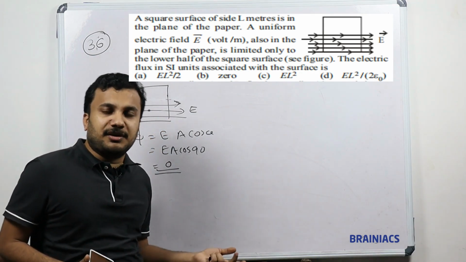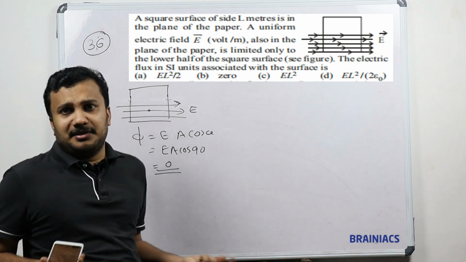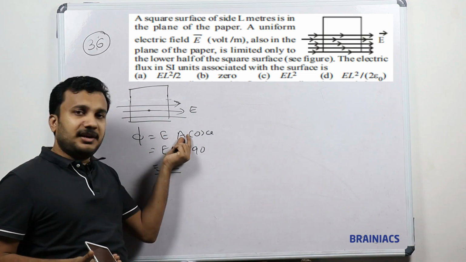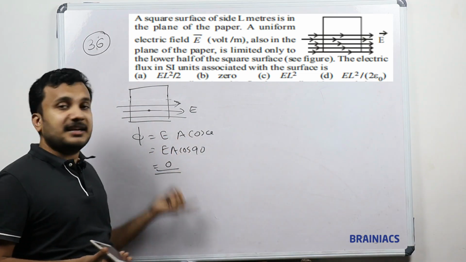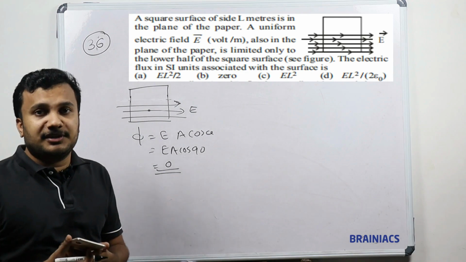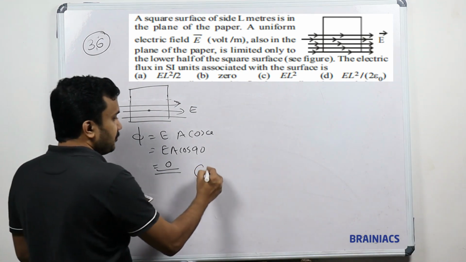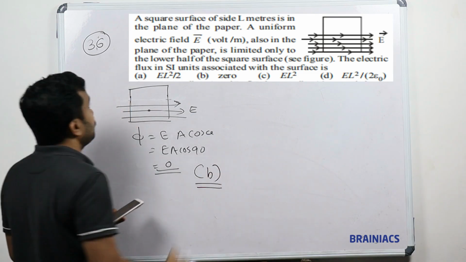If it is present on the lower half or on the upper half, it doesn't matter for the flux. Flux is always equal to strength of electric field into area into cos of angle. So here the angle is 90 degree, that's why the whole flux will go to 0. So the answer matches with option B. Option B is the right answer for this question.